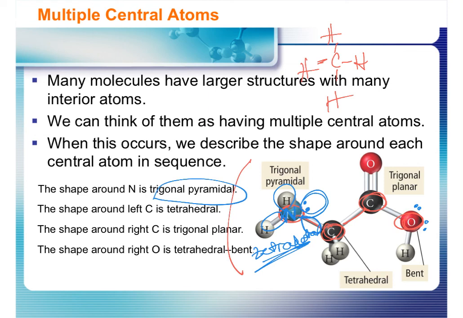Okay. Then you move on to the next atom. I'm just going to do this one because it looks interesting. So how many domains around this carbon? 1, 2, 3. Okay, so that means the electron domain geometry is trigonal planar. And it also means the molecular geometry is trigonal planar because there are no lone pairs around this carbon.